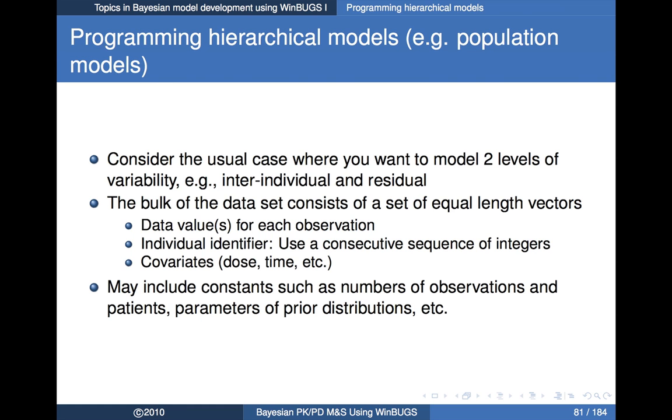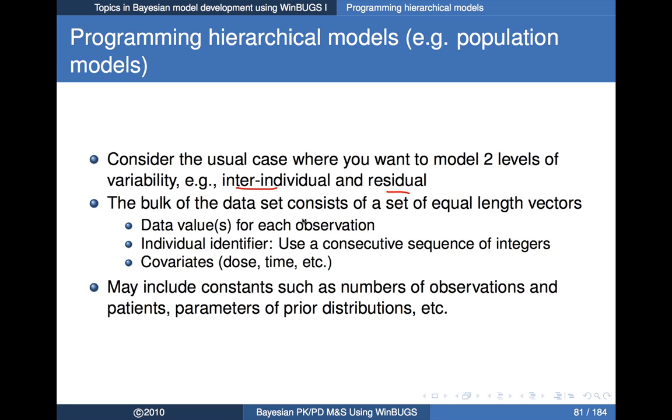So let's start by considering the usual case we encounter in population modeling, where we want to model 2 levels of variability. We'll have our usual residual variability, but in addition we'll have some inter-individual variability that we need to describe. Let's structure our data. For those of you used to using NONMEM, we'll structure it very much like NONMEM.